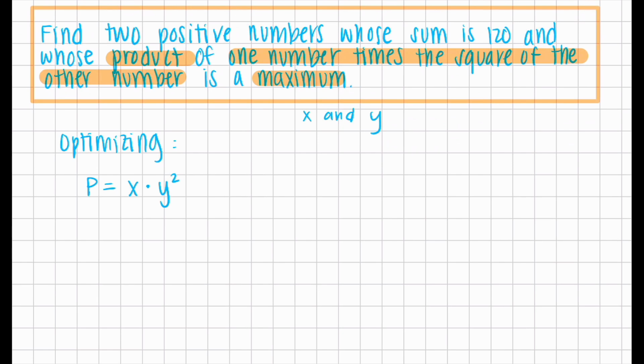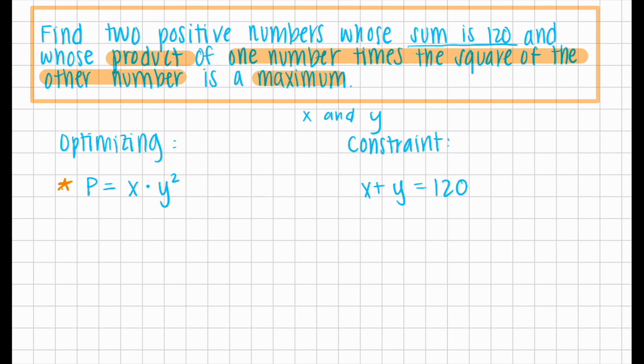The second question is, what is my constraint? Our constraint is that the sum of the two numbers is 120. So I'm going to say x plus y equals 120. Now, since I'm optimizing my product, I eventually want to take the derivative of P because I want to know where my maximum is. So I need to find that critical value.